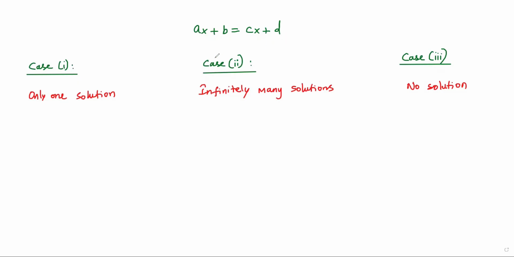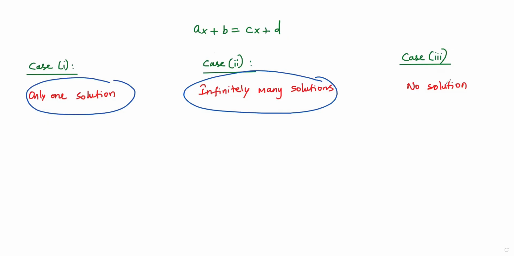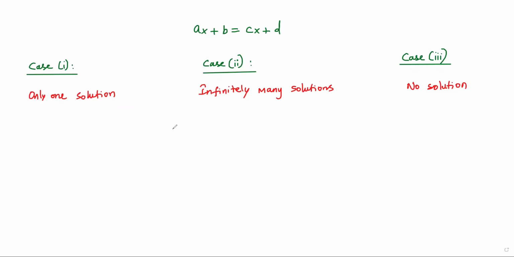Here we have three possible cases for the number of solutions for this linear equation. The first case is only one solution, the second case is infinitely many solutions, and the third case is no solution. Okay, now let's see how to determine if this linear equation has only one solution.